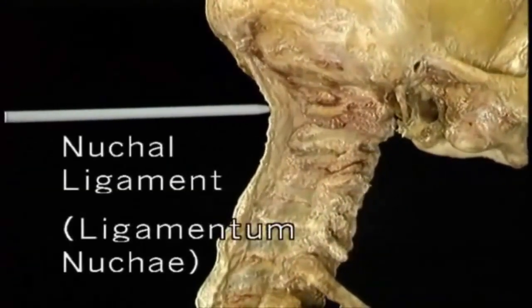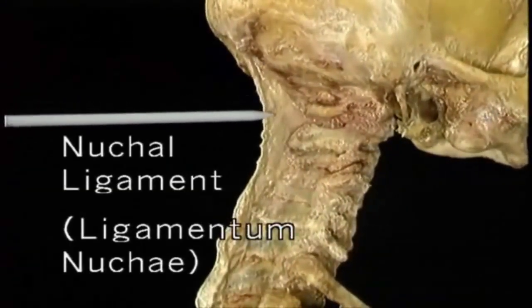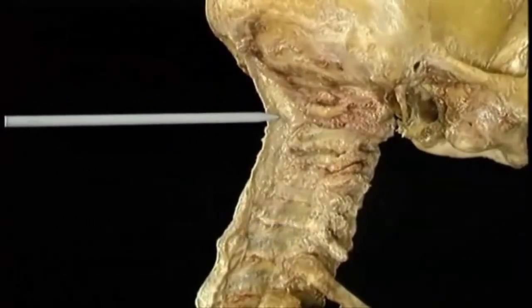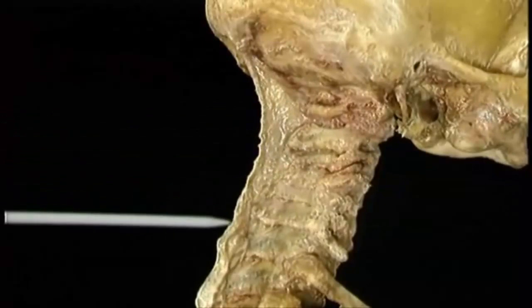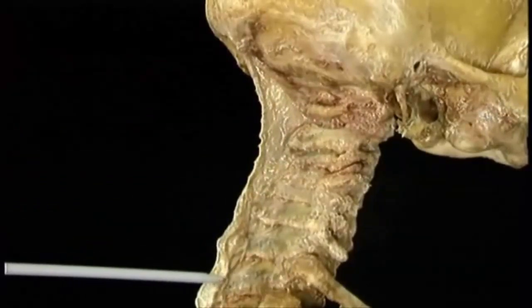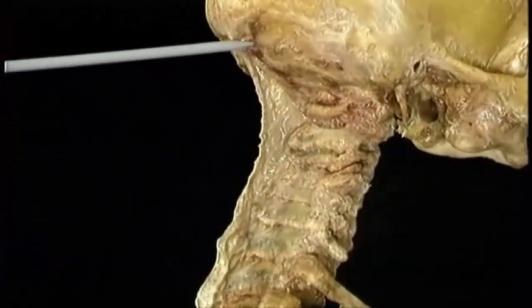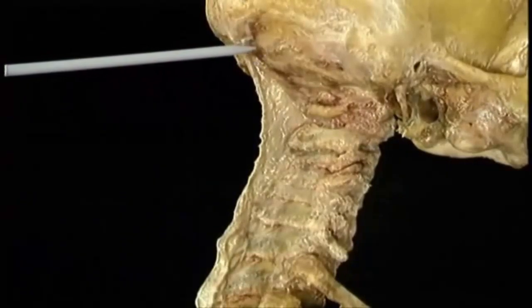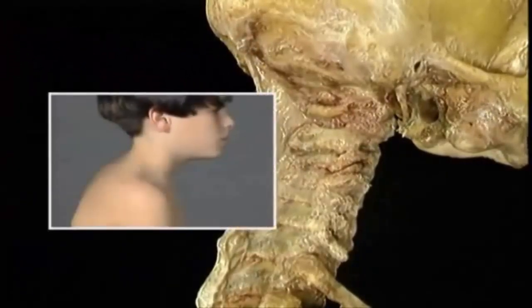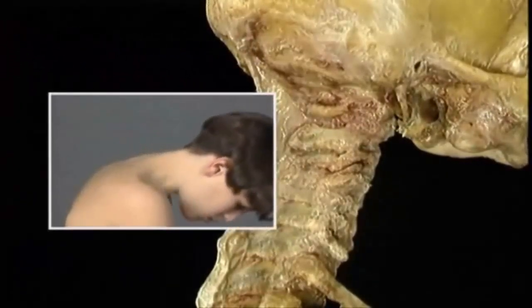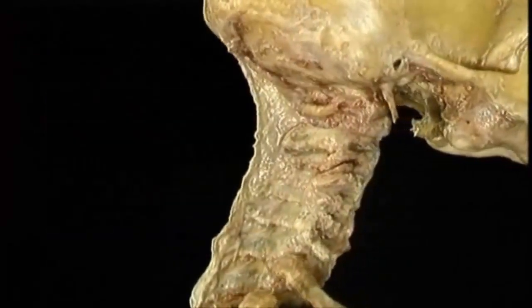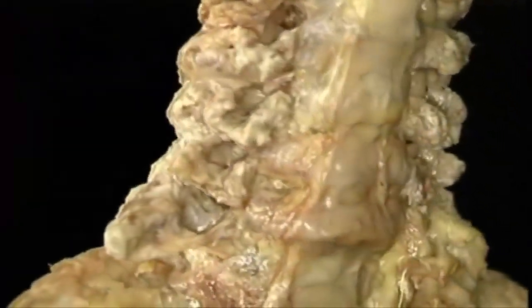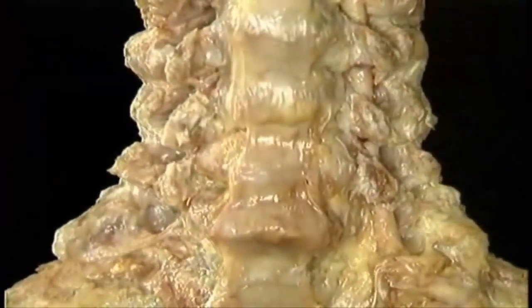Here's the nuchal ligament, also called the ligamentum nuchae. It's a sheet of strong fibrous tissue that extends from the spinous process of the first thoracic vertebra to the external occipital protuberance. The nuchal ligament limits forward flexion of the head and the cervical spine. It also serves as the attachment for some major muscles. Next, we'll go round to the front to see the anterior longitudinal ligament.